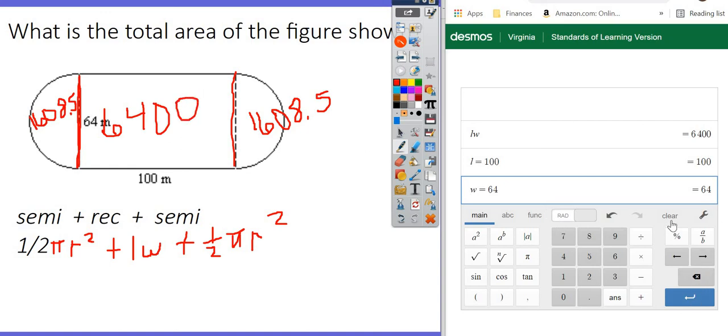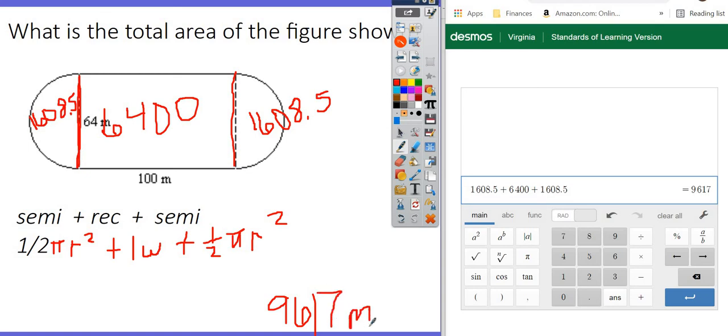So to find the total area, I'm going to add all those numbers together. I'm going to add 1,608.5 plus 6,400 plus 1,608.5. And that gives me a total of 9,617 meters squared. That would be my total area for that figure.